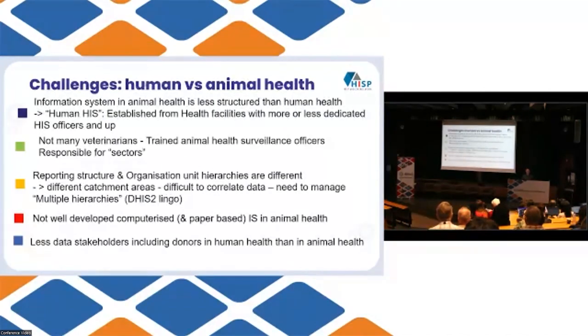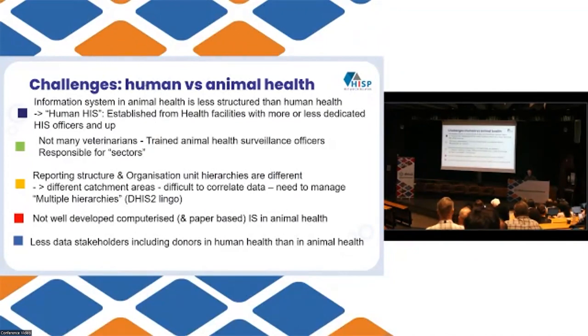Now, challenges in DRC when it comes to this animal health part. In particular in the DRC, the information system in the animal health sector is much less structured than the human health, because the general HMIS and HIS is established with a basis in the health facilities, and more or less dedicated HIS officers who are responsible for data reporting, etc. But you don't have anything like that in animal health. If you look beyond the last administrative structure, you have farms, you have people, and that is of course a source for some challenges. And of course, in the DRC, you don't have many veterinarians.